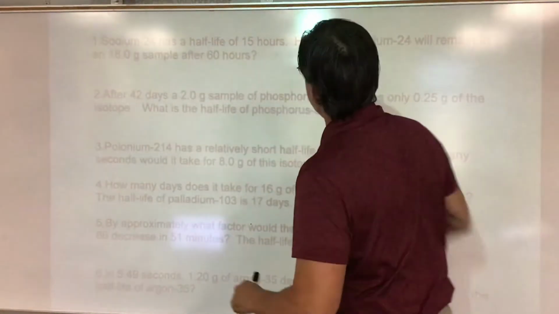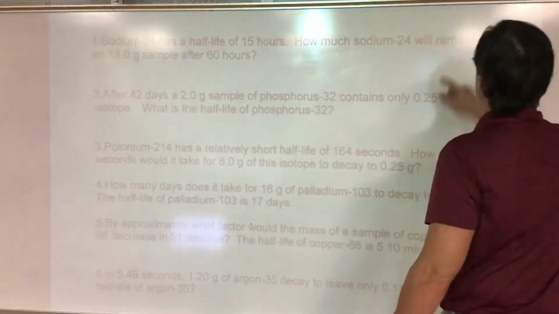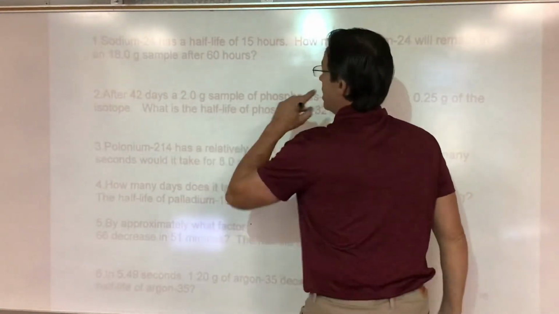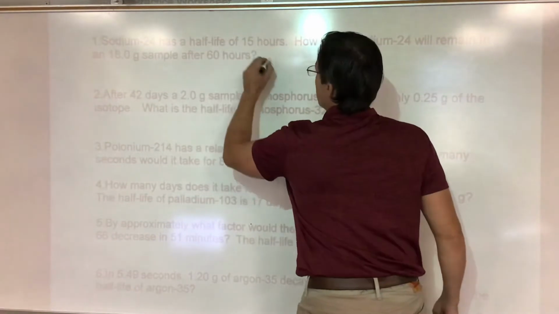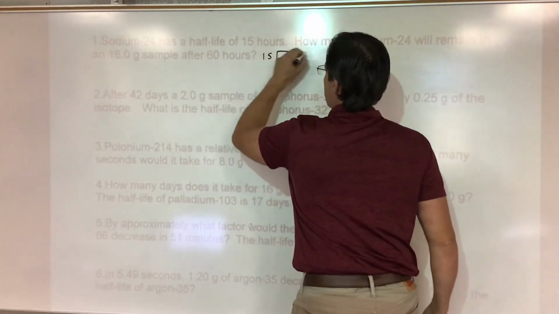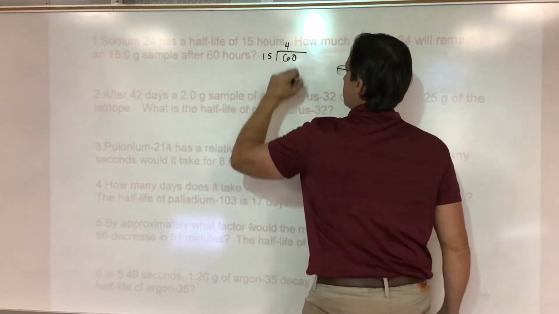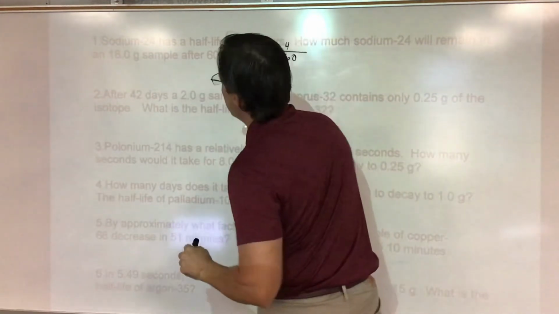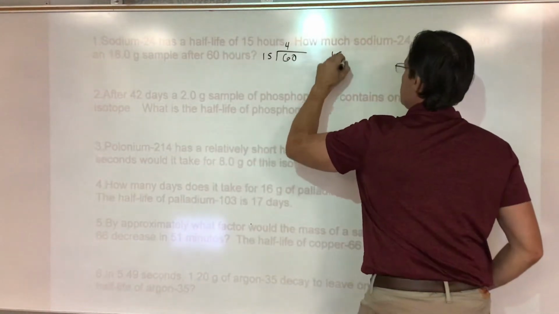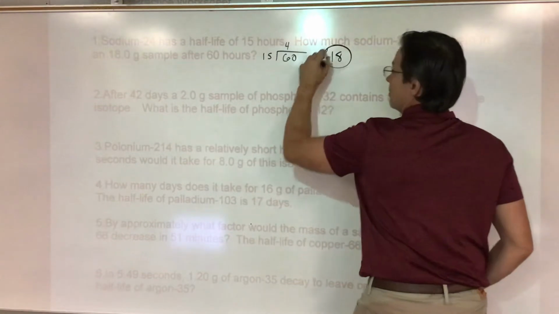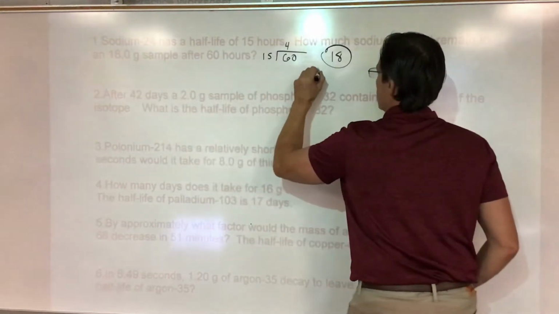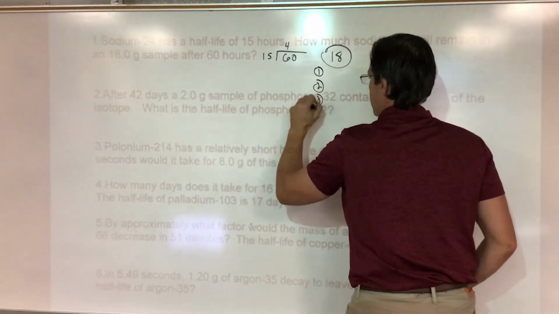Sodium-24 has a half-life of 15 hours. How much sodium will remain in an 18-gram sample after 60 hours? Okay, so 15 into 60 is 4, right? So with your 4 half-lives, all I have to do is take 18 grams, because that's my sample, and divide it 4 times: 1, 2, 3, and 4.